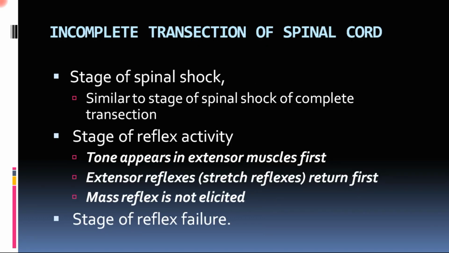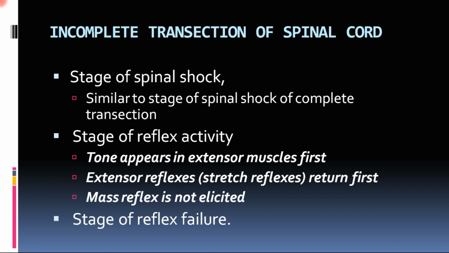Now coming to the incomplete transection of the spinal cord, the stages are almost the same. There is a stage of spinal shock, a stage of reflex activity, and a stage of reflex failure. The stage of spinal shock is similar to the stage of spinal shock of complete transection. Coming to the stage of reflex activity, there are some differences from the stage of reflex activity of complete transection.